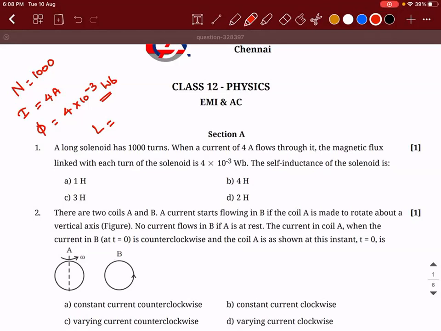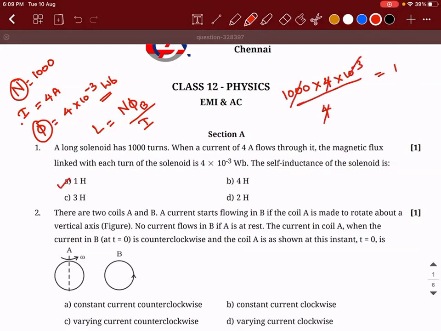Sir, it is L equals N phi B by I. Very good. That's the answer. So you have everything. N is there, phi is there, I is there. Substitute, that will give you the answer. Okay, sir. So 1000 into 4 into 10 power minus 3 divided by 4. 4 and 4 cancel. 1000 and 10 power 3 cancel. 1 Henry is the answer. Next.